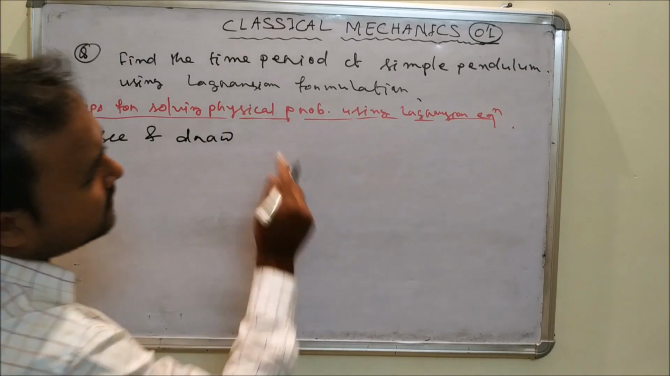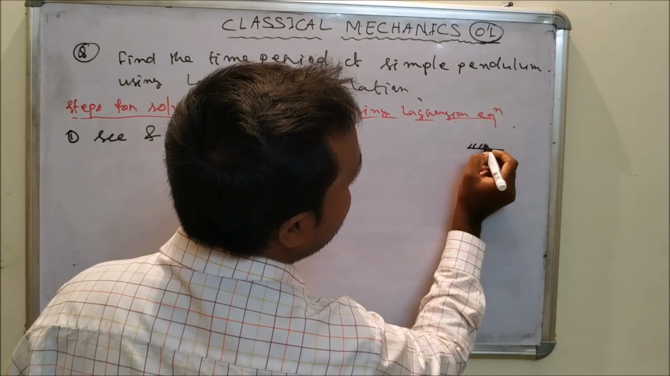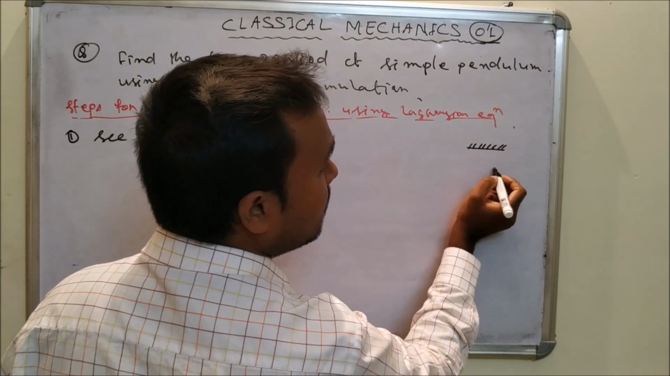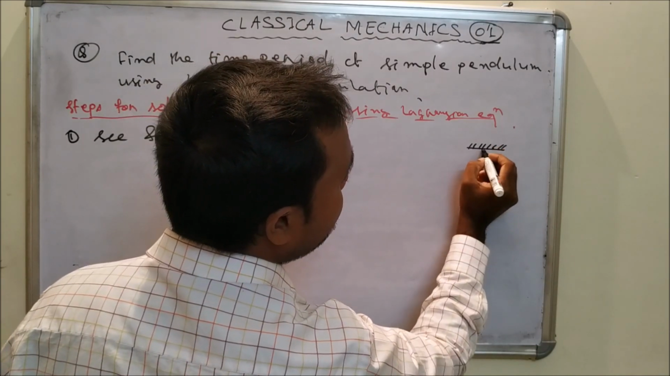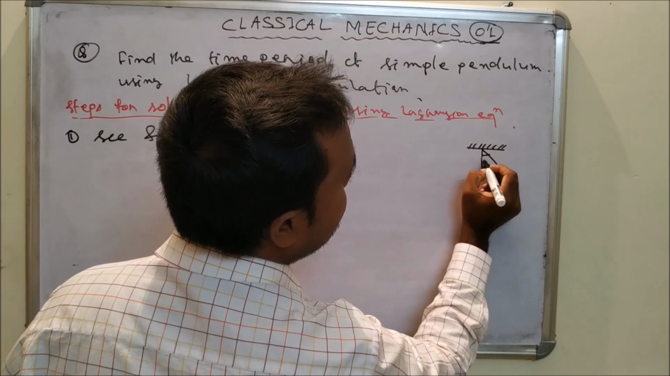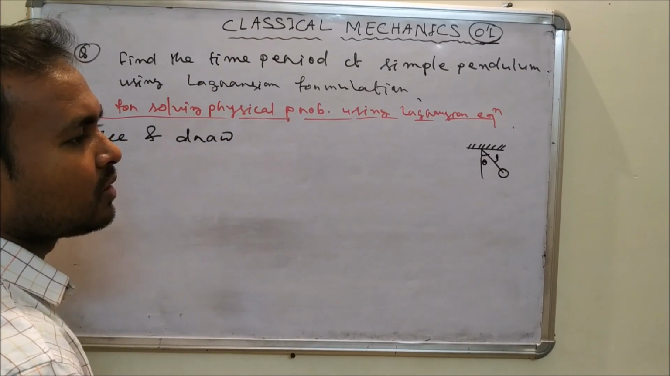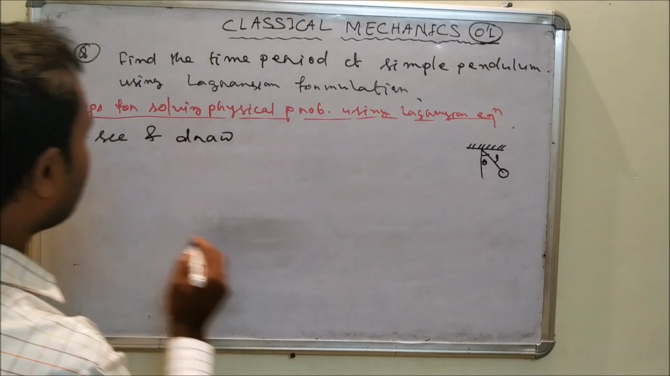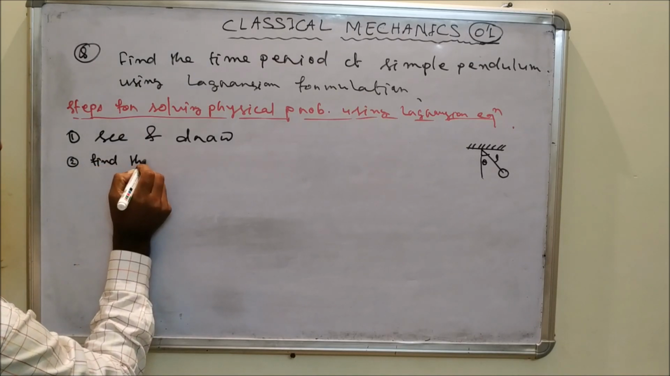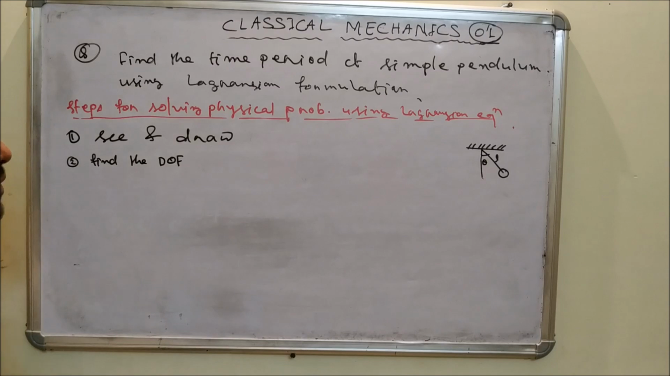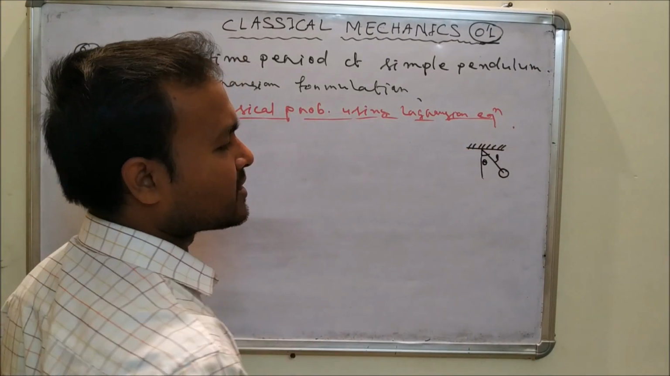If this problem is given, I will try to draw the picture of the problem. Like, if it is theta, it is L, it is a simple pendulum. Once we have drawn the problem, then you will find the DOF, the degree of freedom. Now, what will be the DOF of this case?